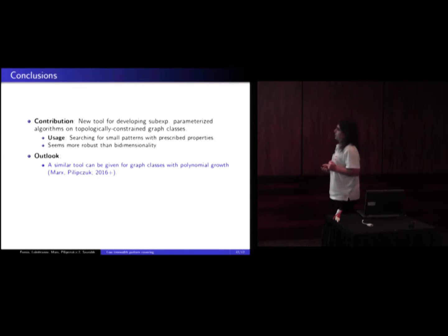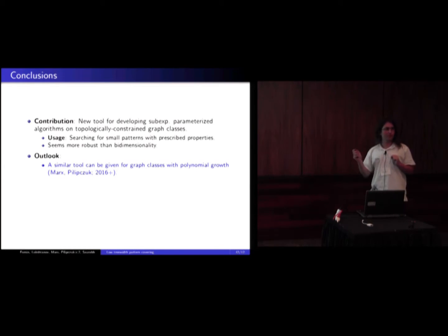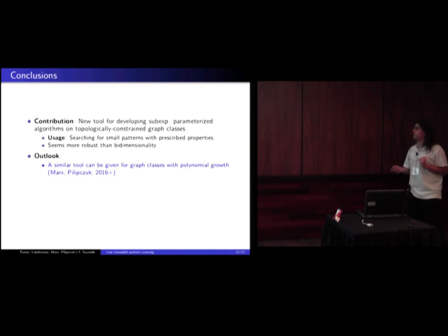A little bit about future work. So it seems that if the graph has polynomial growth, namely both are bounded polynomially in the radius, then a very similar tool can be given, but the analysis is much simpler. So this is ongoing work by Marks and Pilipchuk. This is actually not me.